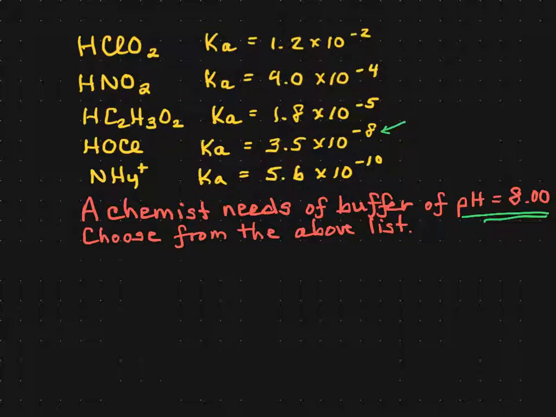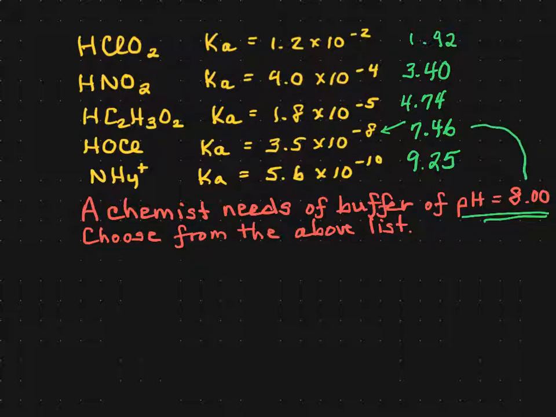To make it a little easier, my suggestion is that you go through and find some pKa's. So minus a log of 1.2 times 10 to the minus 2, the pKa is 1.92. For HNO2, the pKa is 3.40. For acetic acid, the pKa is 4.74, 7.46, 9.25. So what we're looking for is the acid whose pKa is closest to the pH that we want.